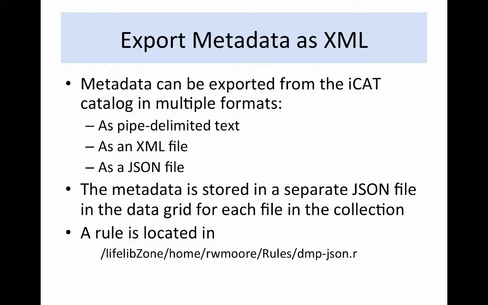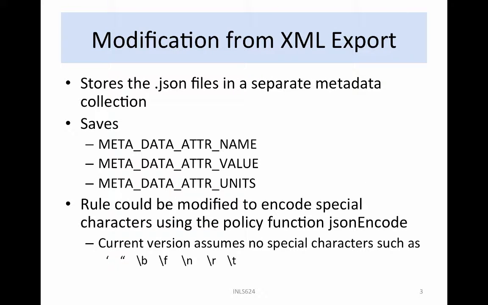The metadata for each file is stored in a separate JSON file within the data grid. The organization of the JSON metadata files was changed for this rule. Instead of storing a metadata file in the same collection as the original file, all of the metadata files are stored in a new metadata subcollection that is created within the original collection. This helps improve management of the derived metadata files.